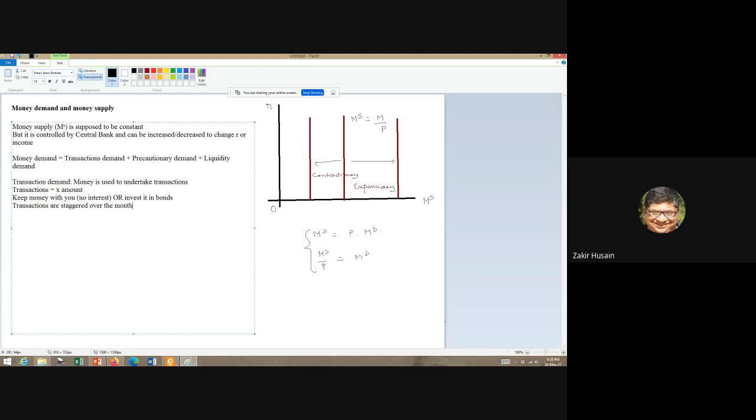Do you understand this statement? What I mean by staggered over the month? So dispersed. Yes, sir. Every transaction does not take place in a day.